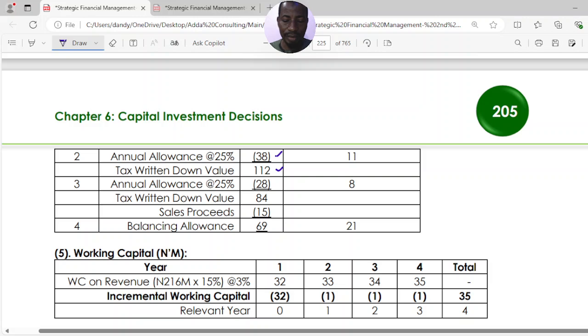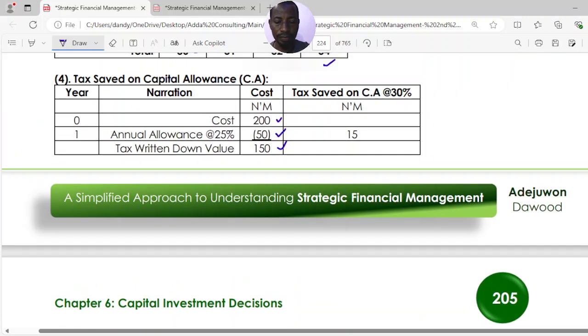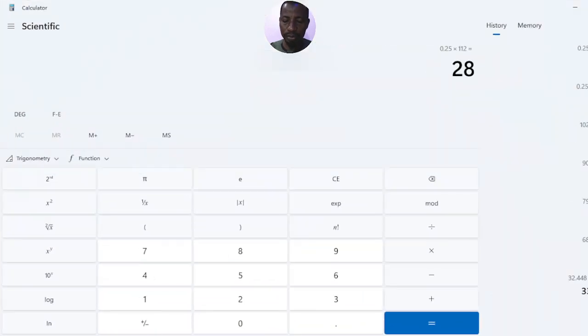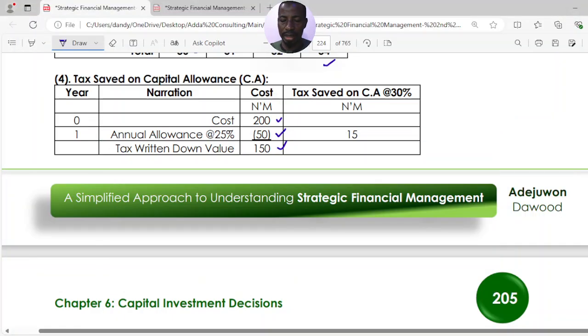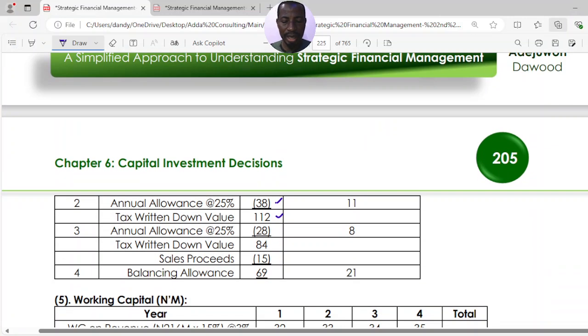So we have capital allowance of 50 million in the first year. To get the tax saved on the capital allowance, you are going to multiply the company tax rate of 30% on 50 million. Therefore, 50 multiplied by 0.3. Okay, is it 0.3? Yeah, 0.3. That's 15. That's how we got this 15. Then the next capital allowance is 38. Therefore, 38 multiplied by 0.3 will give us 11.